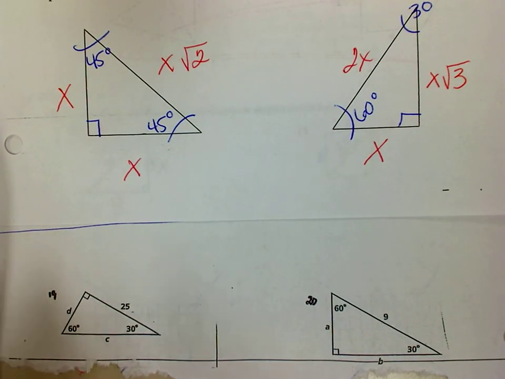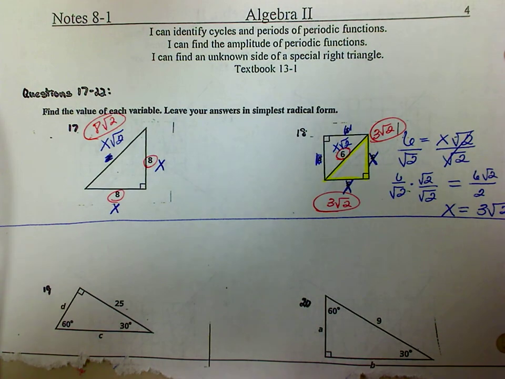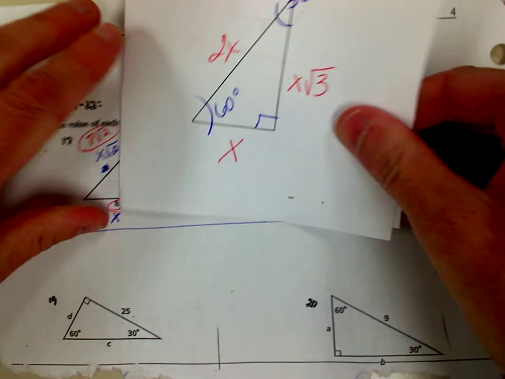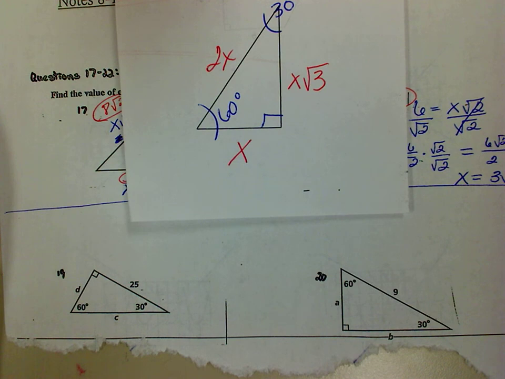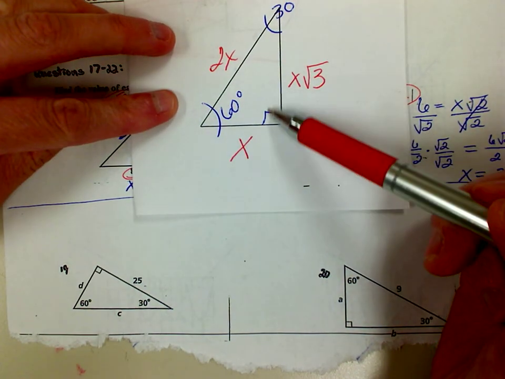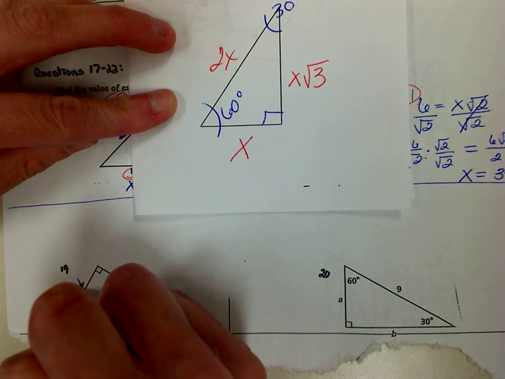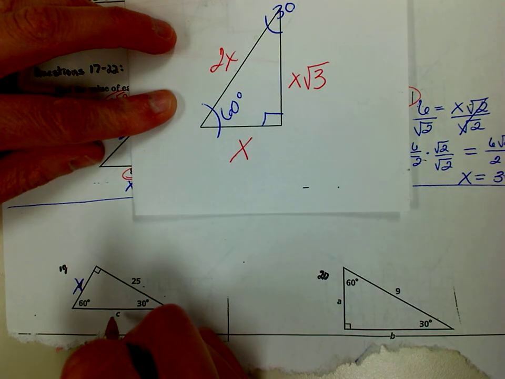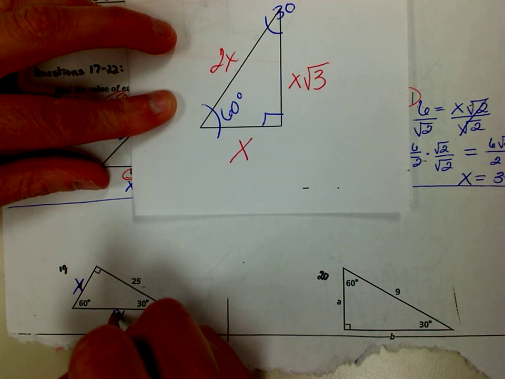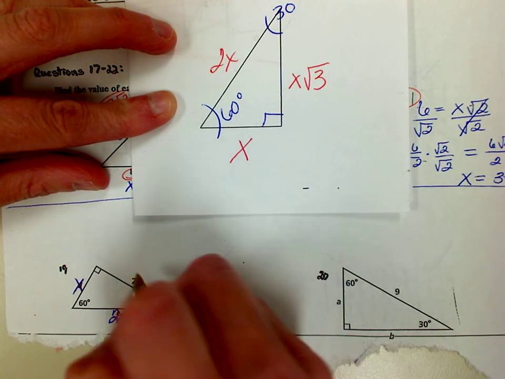All right, this time we have a 30, 60, 90 triangle. So I'm going to be looking at this one right here. The first thing I want to do is label the sides of my triangle. Right across from 30 is x. Right across from 90 is 2x. And then right across from 60 is x root 3.